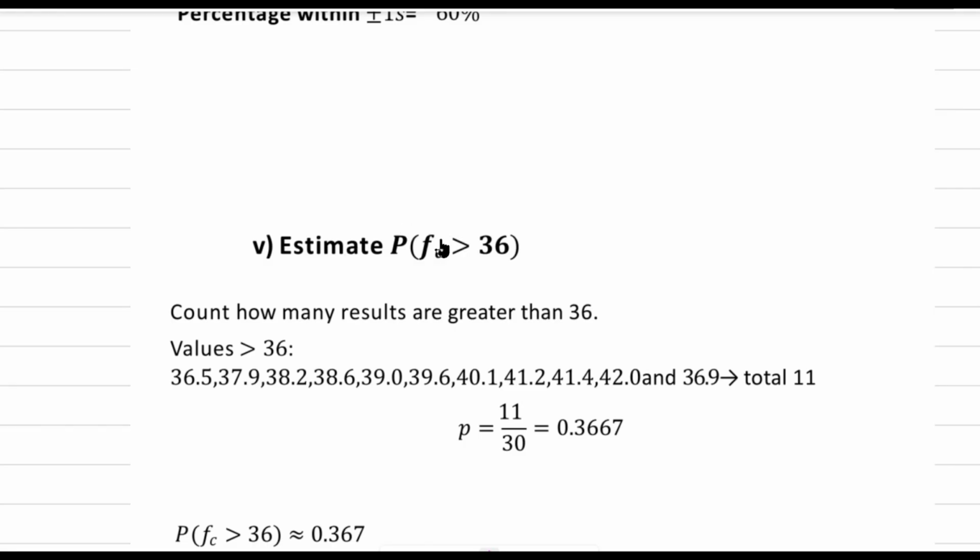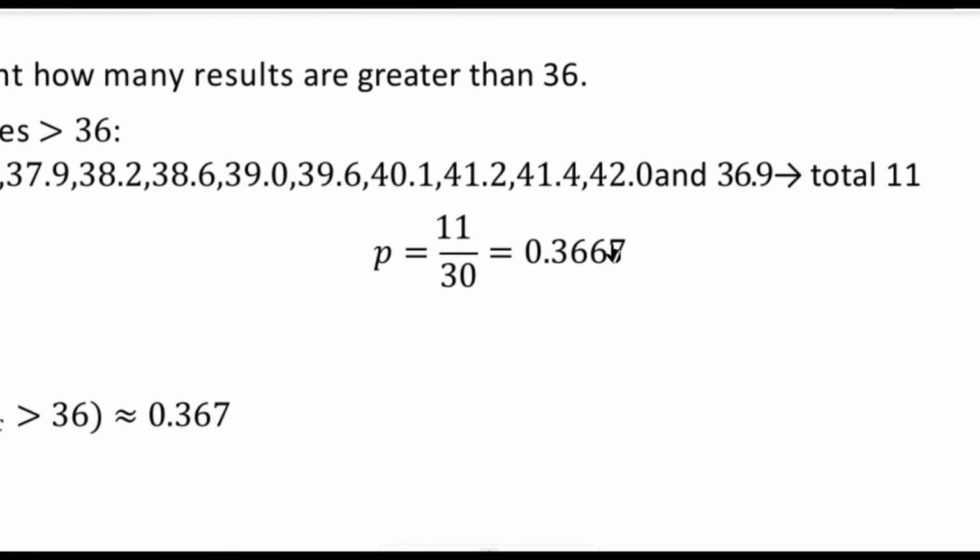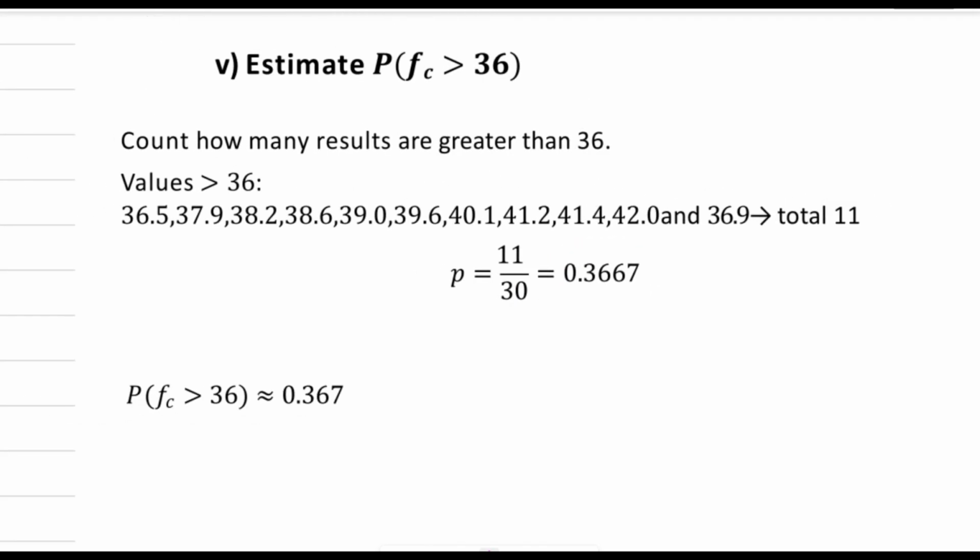Estimate the probability for compressive strength greater than 36. In your data, you need to count how many samples showed results above 36. You will find that there are 11 samples showing compressive strengths above 36. So 11 is the succeeded event divided by total possible outcomes 30, which gives you the probability 0.367 here. So we now have the probability, which responds to this part of the example.